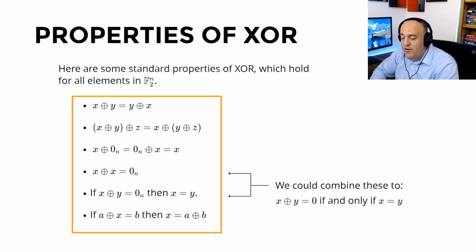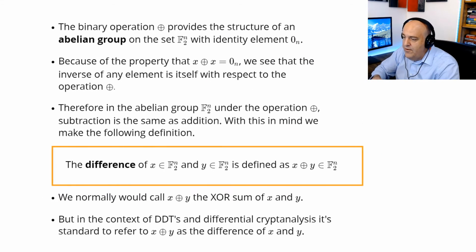So this is an important little thing as well. Subtraction is the same as addition. We'll talk more about that in a bit. And then the second last one there says that if x plus y is 0, then x equals y. If we combine the fourth and the fifth point there, we could say x plus y is 0 if and only if x equals y. That's a nice way to look at it. And then the last one, if you wanted to solve a linear equation, a plus x equals b, then x is just a plus b. So these are all very easy to prove, and let's move on.